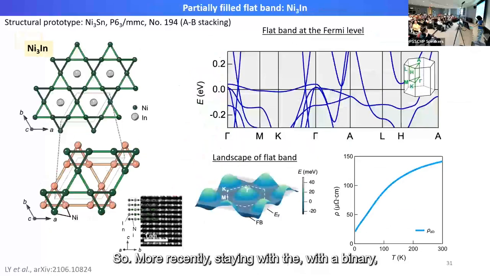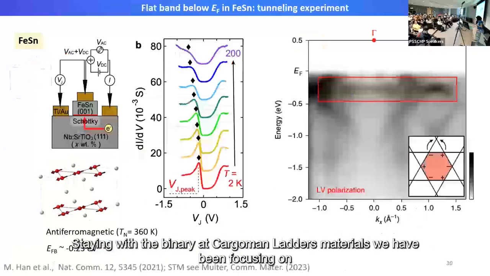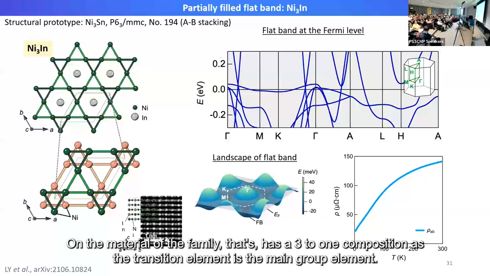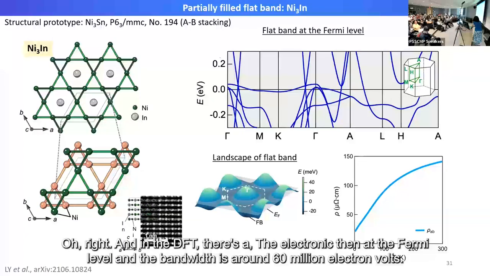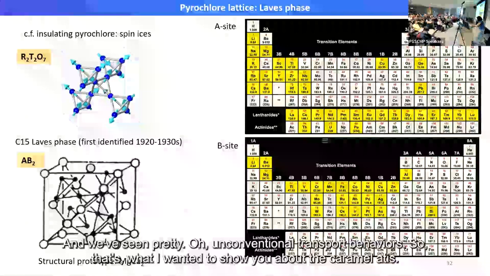More recently, staying with the binary Kagome lattice materials, we have been focusing on a material of the family that has a 3-to-1 composition of the transition element with the main group element, and it's two Kagome layers stacked right on top of each other. In the DFT, there's a pretty flat electronic band at the Fermi level, and the bandwidth is around 60 milli electron volts. And we've seen pretty unconventional transport behaviors. So that'll be about the Kagome lattice.